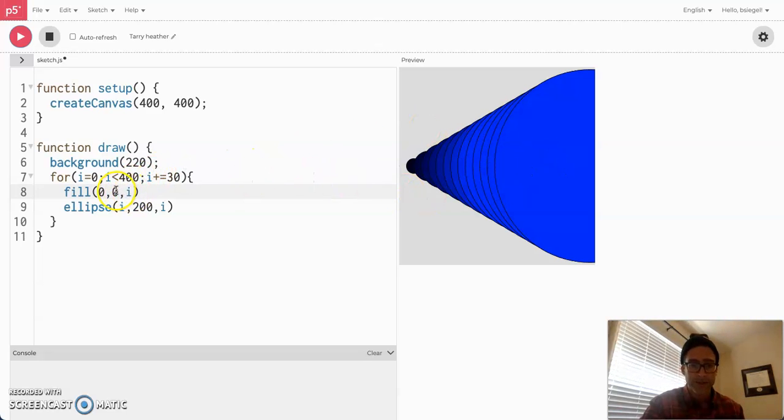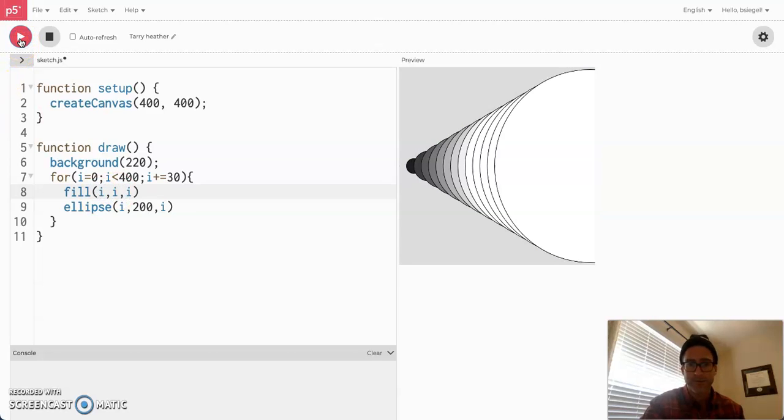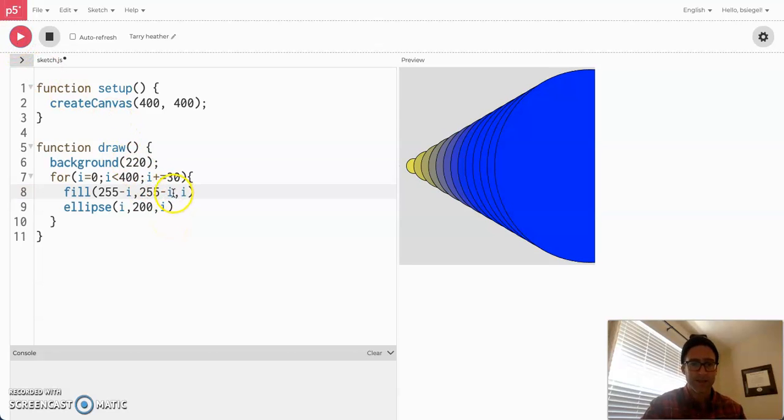You could do other things. So let's make them all i. Maybe we get something interesting there. That's not as interesting. But what if we did 255 minus i for that first one? That's kind of cool. Maybe if we did 255 minus i for that second one. That's not great. I don't know. But you could play with these numbers all day and get some really cool stuff by shifting the colors here.